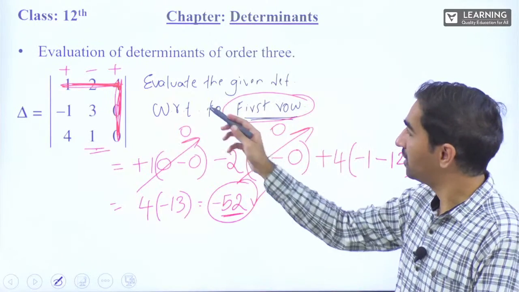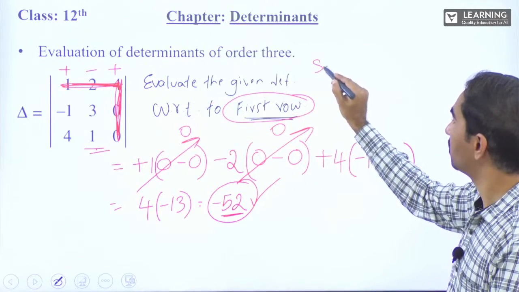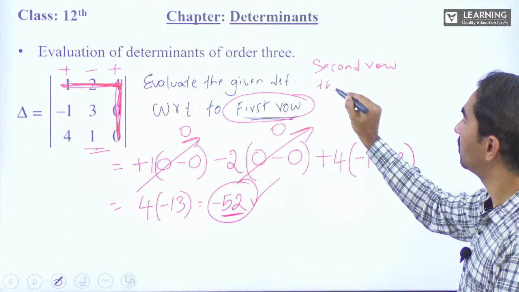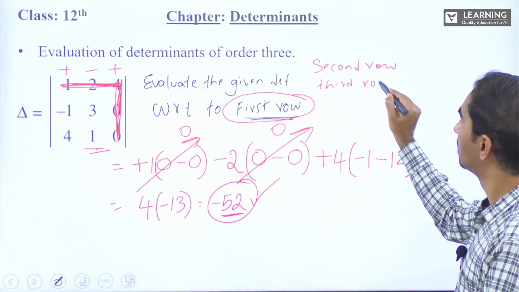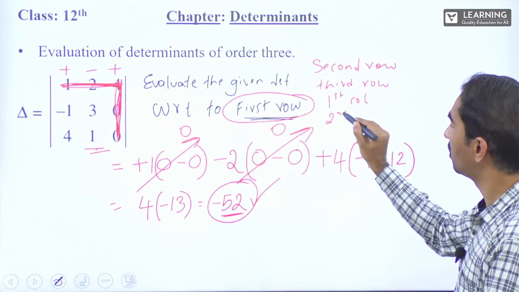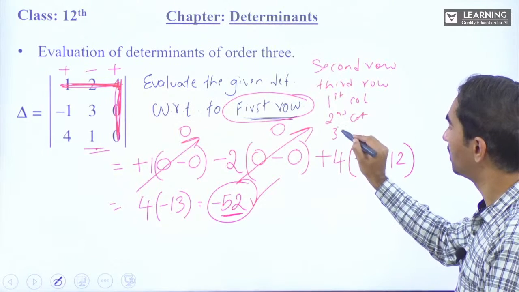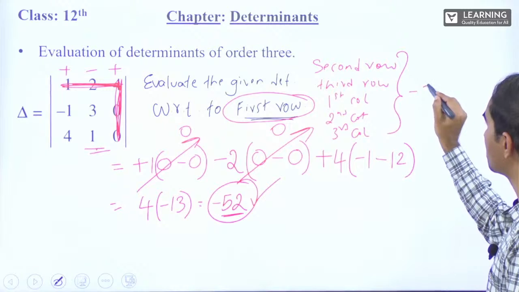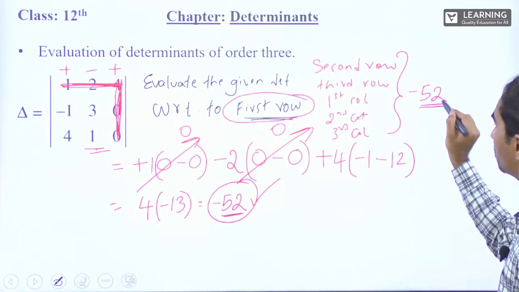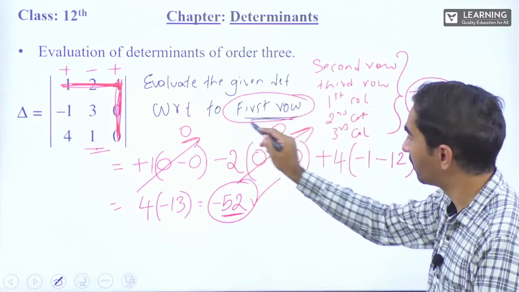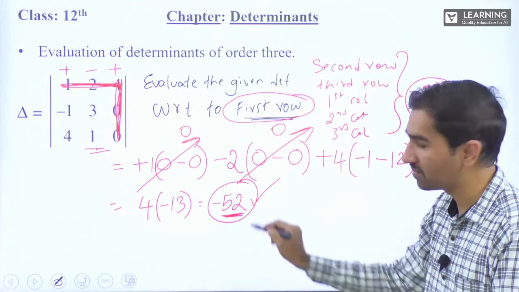Now you can evaluate the given determinant with respect to the second row, with respect to the third row, with respect to the first column, with respect to the second column, with respect to the third column. Also, in all these cases, your answer will be minus 52 only. This will not change. So now we evaluated with respect to the first row, right? And we got the answer as minus 52.